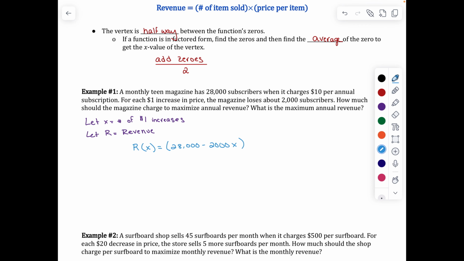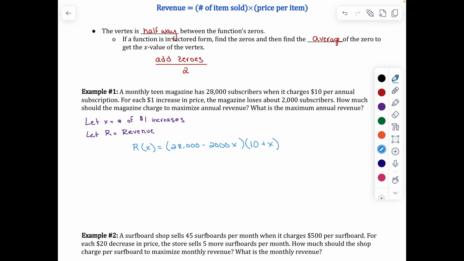Then we need to talk about the price per item. Right now we're charging $10 annually, plus the amount that it goes up, that number of $1 increases. So $10 plus how many $1 increases. So here is our revenue function.